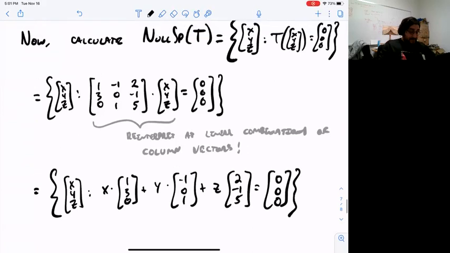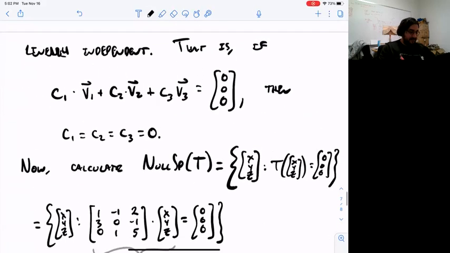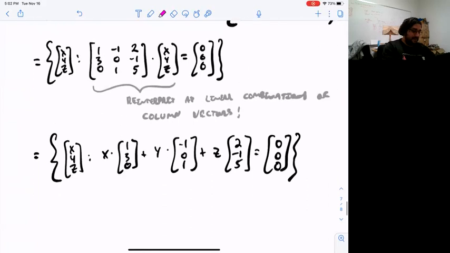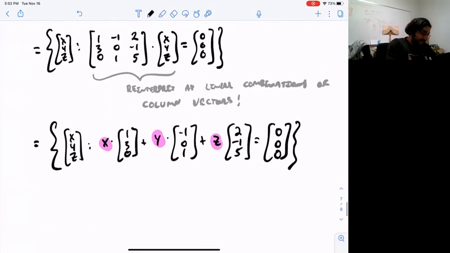What is this? This is a combination of those column vectors, which the determinant just told me were linearly independent. So just like up here with c1, c2, and c3, if you end up with 0 using a linear combination of those three vectors v1, v2, v3, then all of the scalars had to be 0. It's the same here. It's just c1, c2, c3 happen to be renamed as x, y, z. That's all, right? So what's the conclusion from this?